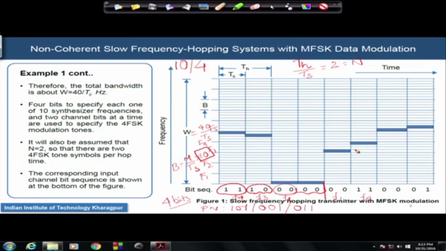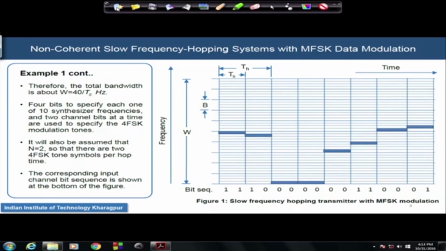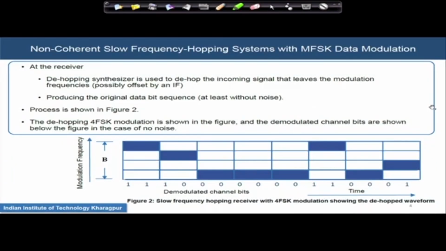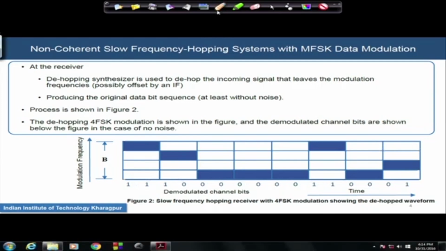So, with this understanding, this is the way the MFSK slow frequency hopping system data is generated. And we will quickly have a look into the receiver, which will help us to de-hop the signal first and demodulate the signal, and we will be able to retrieve our own data bits. So, this is a typical task getting performed in the receiver.